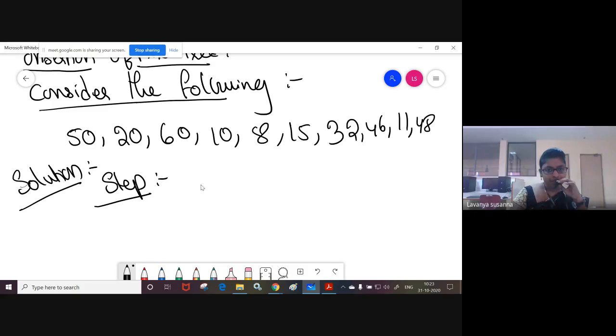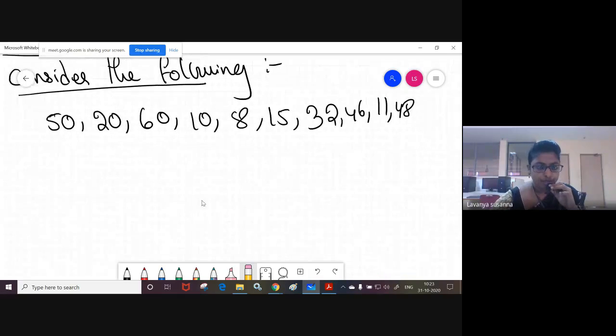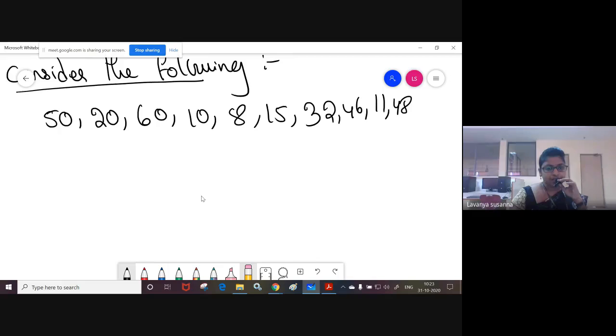Here, what is the first element? 50. Students, step by step you need to note, but in one step only I'm going to say everything. But please note down step by step. What is the first step? You need to insert the first element. The first element will be the root element 50. Step 1. In one step only I'm doing, but you need to do it stepwise. 50. You are inserting the first element.